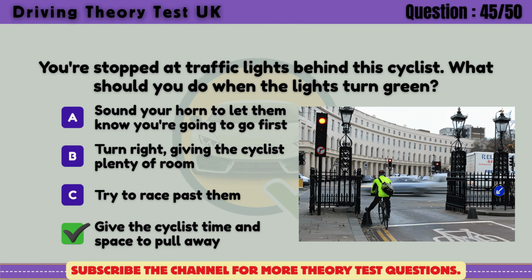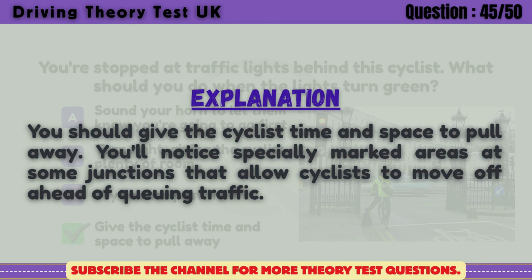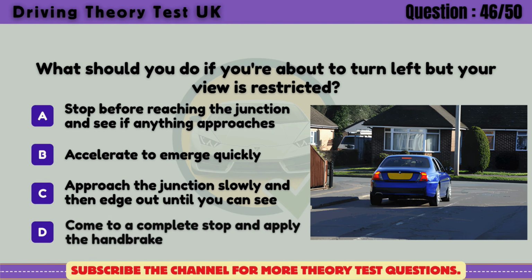Answer is D. Give the cyclist time and space to pull away. You should give the cyclist time and space to pull away. You'll notice specially marked areas at some junctions that allow cyclists to move off ahead of queuing traffic. Question 46. What should you do if you're about to turn left but your view is restricted?